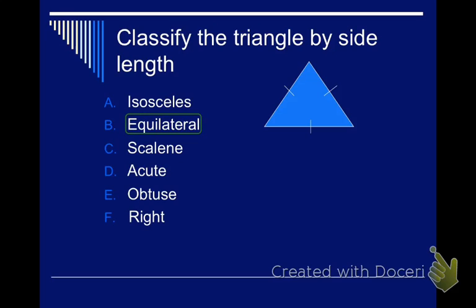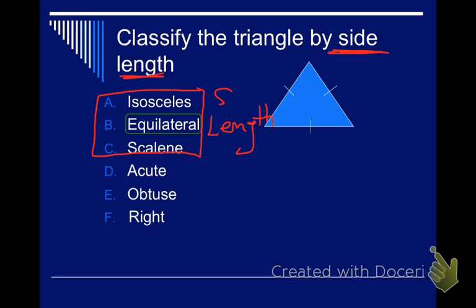Notice in these answer choices, if we're talking specifically about side length, then these three are options. These are side length descriptions. Acute, obtuse, and right are angle descriptions. So just keep that in mind when we're classifying triangles.